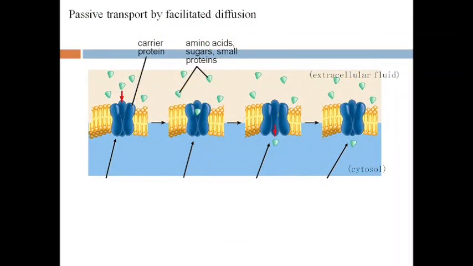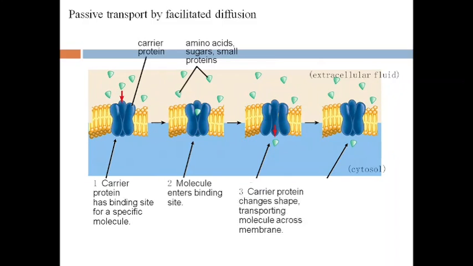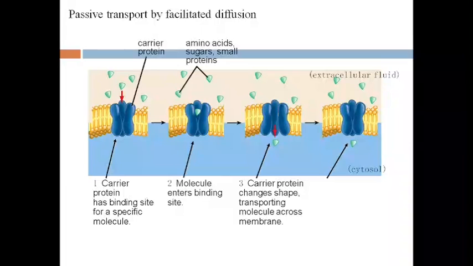This is passive transport where facilitated diffusion happens. First, the carrier protein has a binding site for a specific molecule, as we can see in the first figure. Then in the second, the molecule enters the binding site. In the third, the carrier protein changes shape and transports the molecule across the membrane. And in the last figure, we can see the carrier protein resumes its original shape.